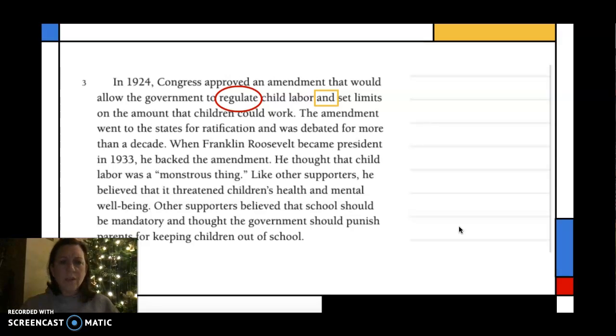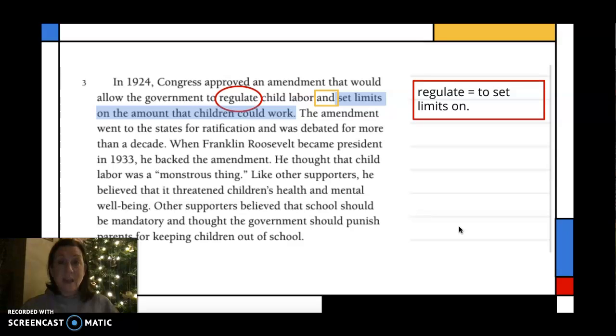So, regulate child labor and set limits on the amount that children could work. I see the evidence. Set limits on the amount that children could work. So regulate, our context clue is and, and it helps us to know that regulate means to set limits on.